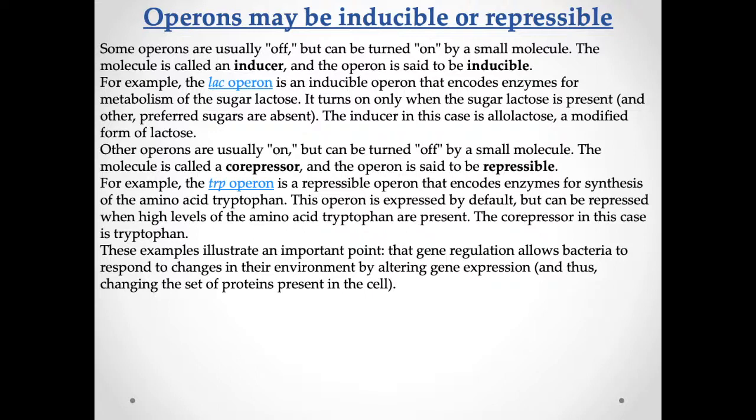Other operons are usually on but can be turned off by small molecules. These are called co-repressors, and the operon system is called a repressible system. The example here is the trp operon, which is a repressible operon system that encodes enzymes for synthesis of the amino acid tryptophan.